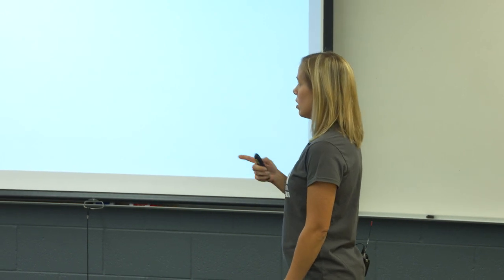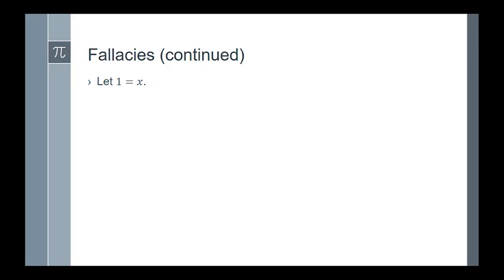Okay, let's look at another one. Let 1 be equal to x. I wrote out the steps over here and the math over here. Let's multiply both sides by x. So we get x times 1 equals x times x, which we can simplify to x equals x squared.